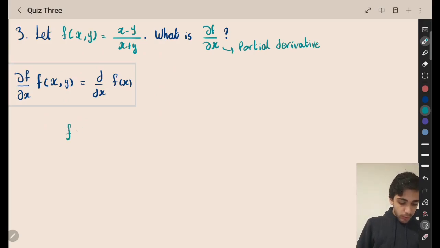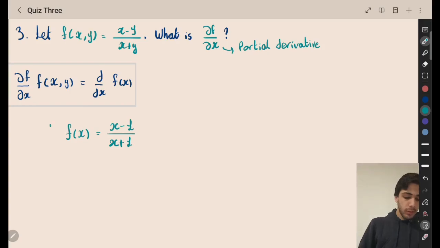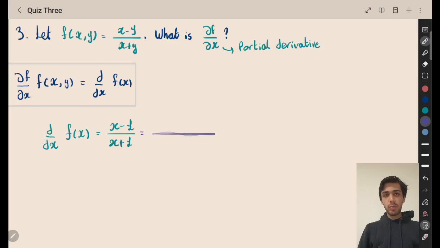So let me write f of x to be equal to x minus 1 divided by x plus 1. What happens if I take the derivative with respect to this? Immediately we use the quotient rule. Don't think that's rocket science.